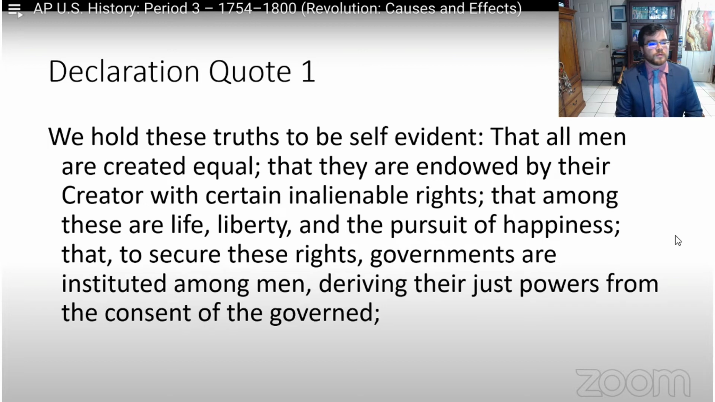So Declaration quote number 1. I'll give you 15 seconds on the clock to read this. We've read it before. All men are created equal. Rights that cannot be taken away. Life, liberty, and the protection of property? Oh, that's John Locke. Oh no, he just changed it to pursuit of happiness. Okay. So the consent of the governed, right? We're not doing divine right, we're doing natural rights.